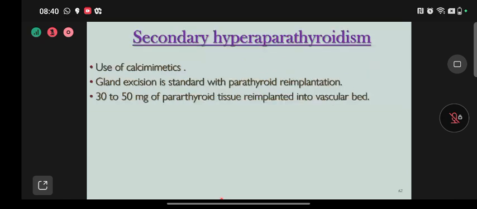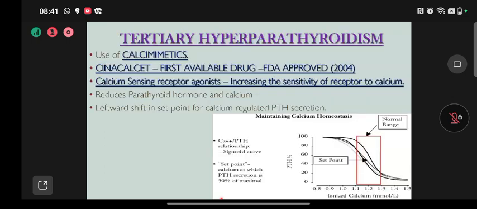Coming to the secondary hyperparathyroidism, use of calcimimetics. Gland excision is standard with a parathyroid reimplantation, and approximately 30 to 50 milligrams of parathyroid tissue should be reimplanted in the vascular bed. Then tertiary hyperparathyroidism. In this, there's a use of calcimimetics.